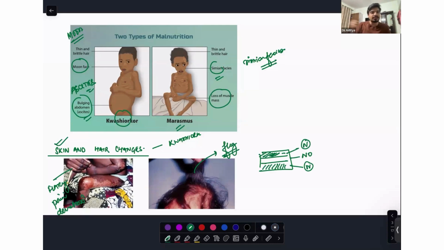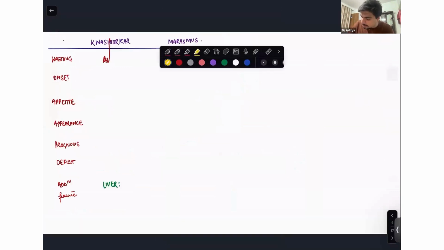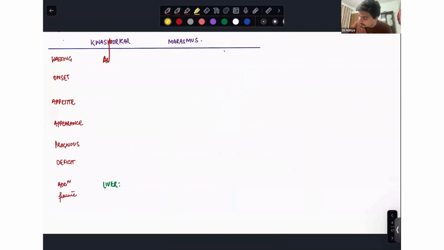If you understand that one is visceral and one is somatic, every concept gets cleared. Let's write down the differences in tabular format. This is what you have to revise immediately before the exam, so that on exam day you don't get this question incorrect. So, wasting: in Kwashiorkor there is albumin wasting. As far as marasmus is concerned, there is muscle protein wasting.